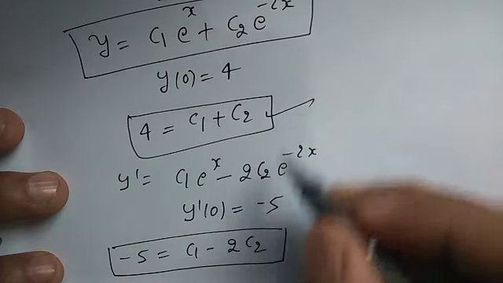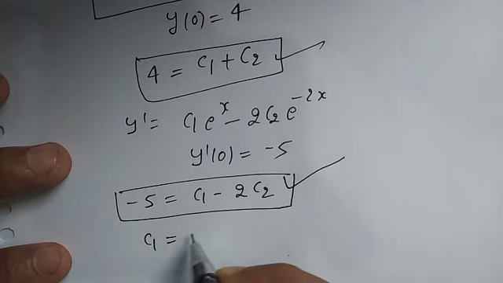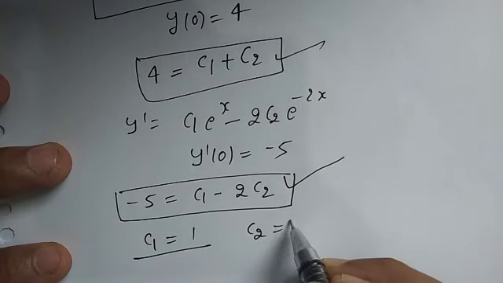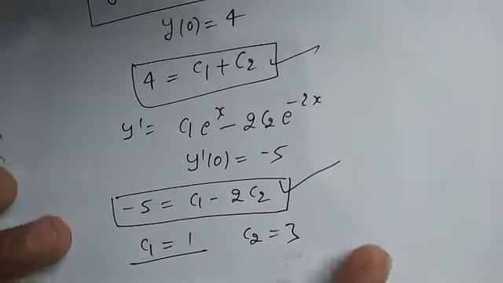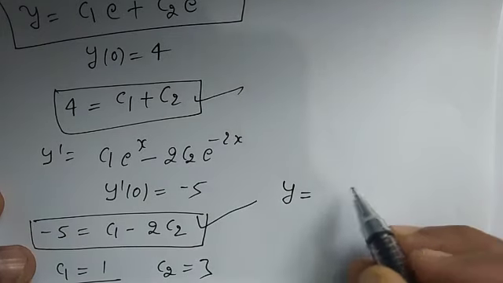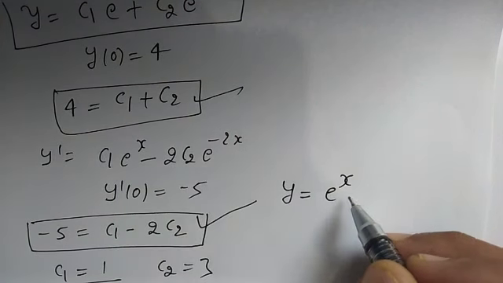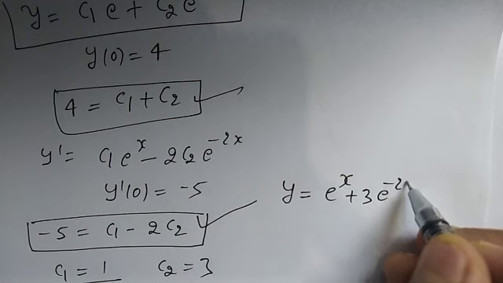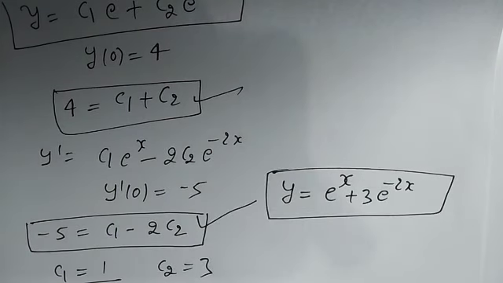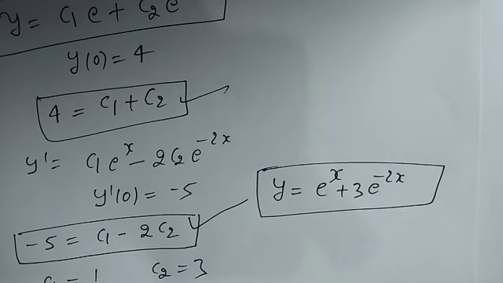If you solve the first and second equations in c1 and c2, we get c1 equal to 1 and c2 equal to 3. So the solution will be y equal to 1 times e power x plus 3 e power minus 2x. This is the solution of the given initial value problem, because the initial conditions were given for the differential equation.